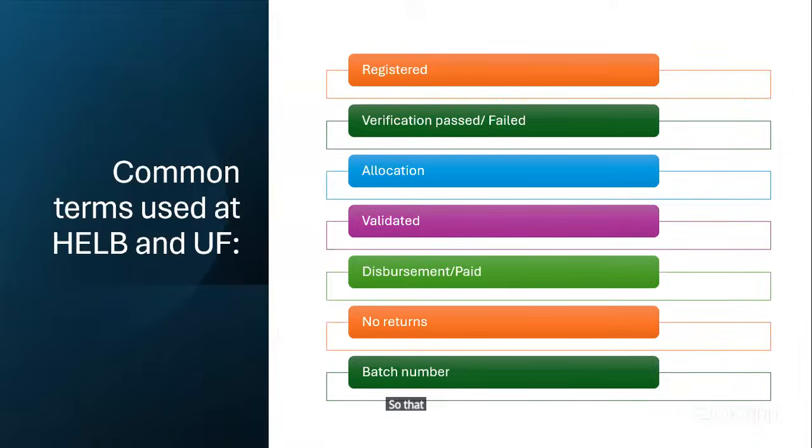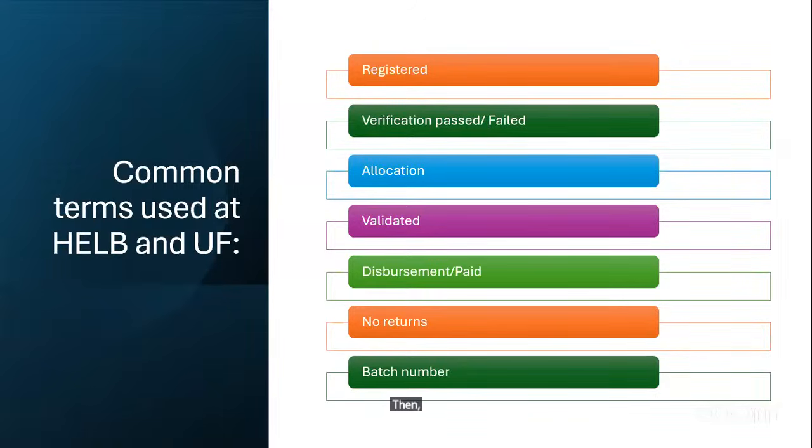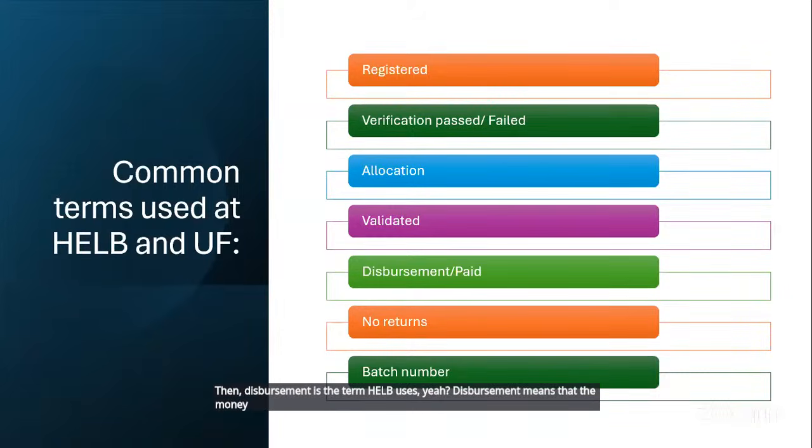So just validated is the verification passed from HELB, but now validated is from the university fund, where the scholarship comes from. Then disbursement is the term HELB uses. Disbursement means that the money has been paid.